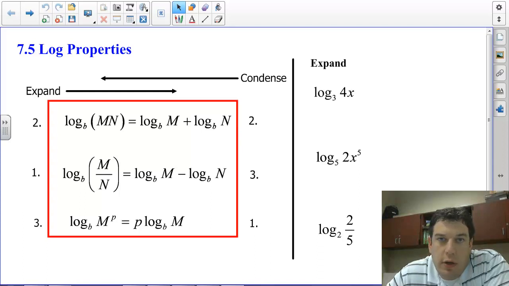Hi everybody, Mr. Garrett here, and today we're going to talk about log properties and how to expand and condense logarithmic expressions, and also how to use the change of base rule. So let's begin.